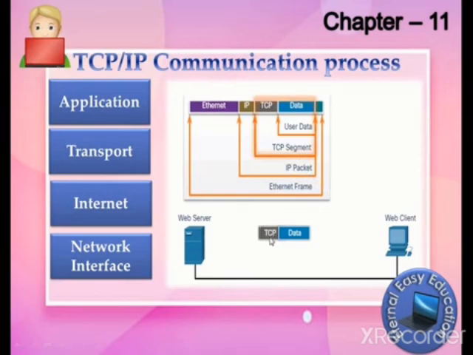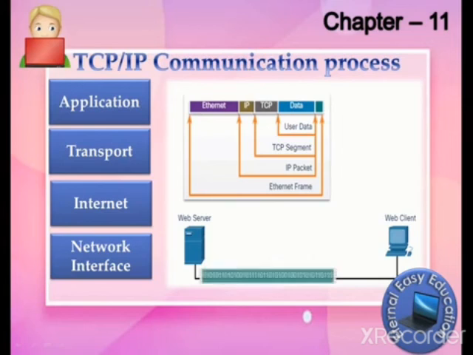The data goes to TCP, that is the transport layer. Now the data is in the form of segments. From the transport layer, it is given to the internet layer. Now it is in the form of packets. From the internet layer, it is given to the network interface layer, that is the Ethernet. In the Ethernet, it is in the form of bits and frames. As you know, bits are 1010. The data is converted to 1010 and passed through the Ethernet to the particular client.